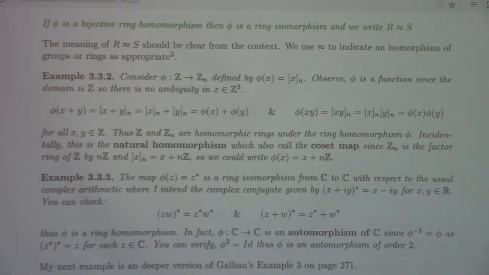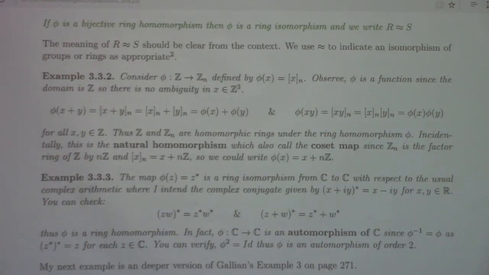Let's see here. A good ring homomorphism, how about just this, the mapping from the integers to Zn, the coset map. This is a ring homomorphism, right? And this is called the natural homomorphism, right? It's also called the coset map because in another notation, we really just have phi of x is equal to x plus nZ.